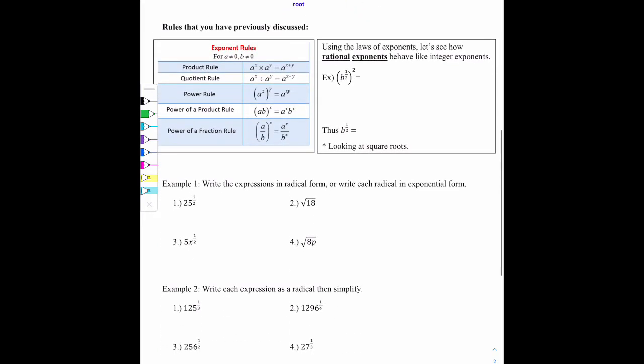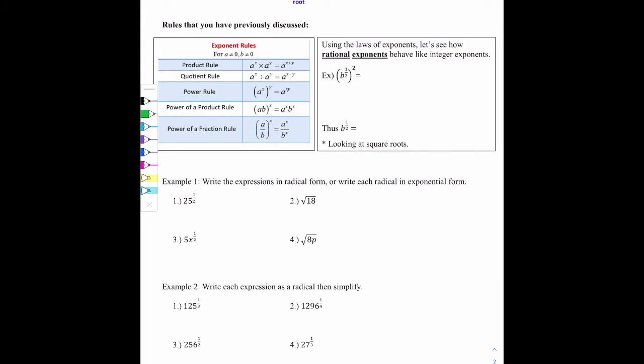So rules that we've previously discussed, you did this in summer review, and you did it in the previous year. There are rules for when we have powers with the same base. On the left-hand side, you're going to see a chart of a review of your exponent rules. The product rule is when you're multiplying, you keep the base and add the exponents. For quotient, you keep the base and subtract the exponents. For a power to a power, you multiply the exponents and keep the base. If there is more than one letter in the base, make sure the exponent goes to both pieces. And the same thing for a fraction. Make sure the exponent goes to both pieces. Remember, all of these rules are when your bases are the same.